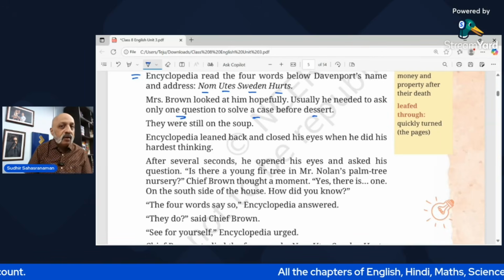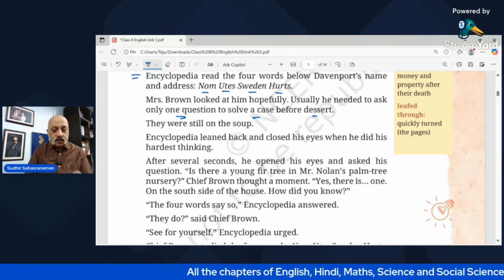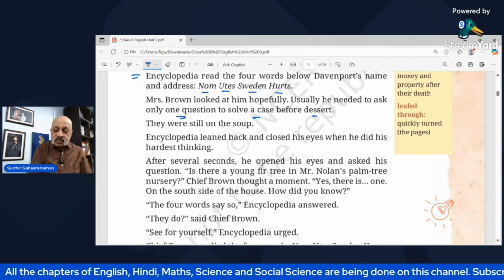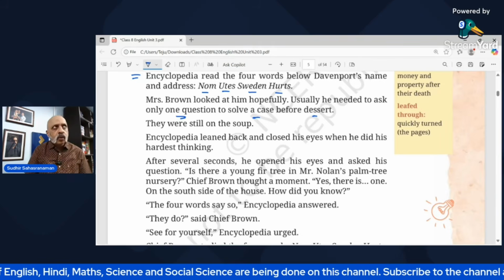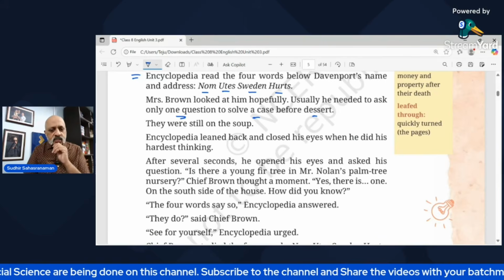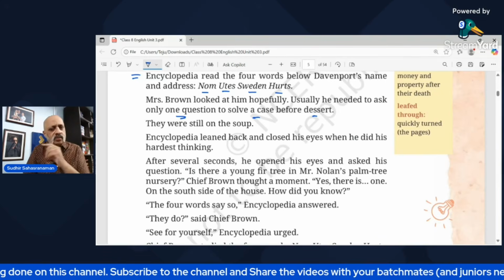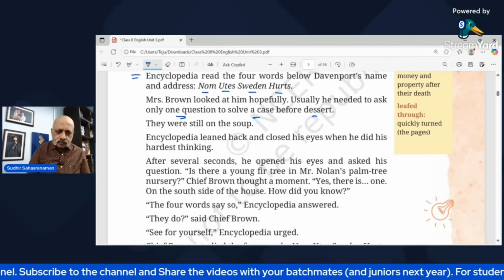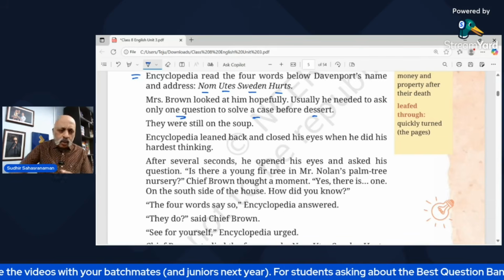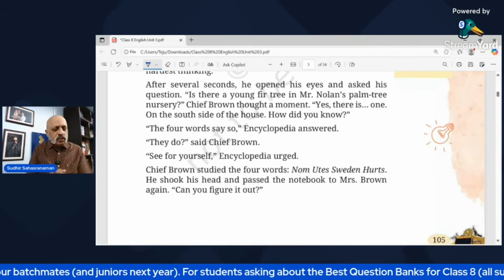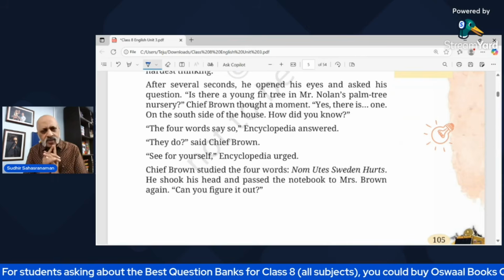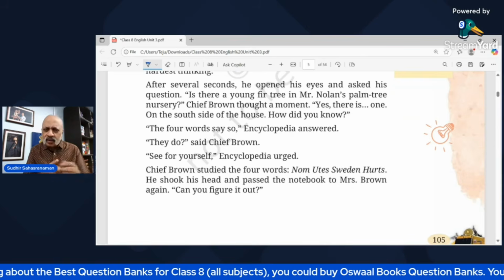Is there a young fir tree in Mr. Nolan's palm tree nursery? Whether there is this kind of a tree. Chief Brown thought for a moment because he had gone, right? Or he had been told by his 2 officers. Yes, there is one on the south side of the house. How did you know? He says the 4 words say so. They do? How? See for yourself, Encyclopedia urged. Chief Brown looked at the 4 words again. Norm Utes Sweden Hertz. He shook his head and passed the notebook to Mrs. Brown. Can you figure it out?